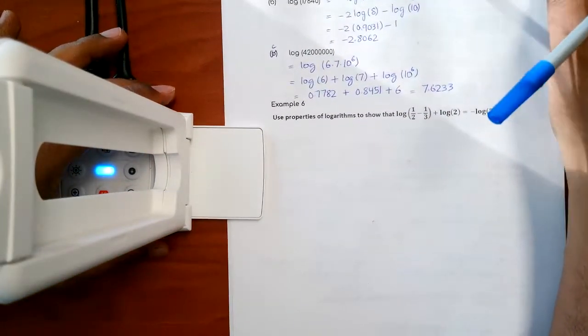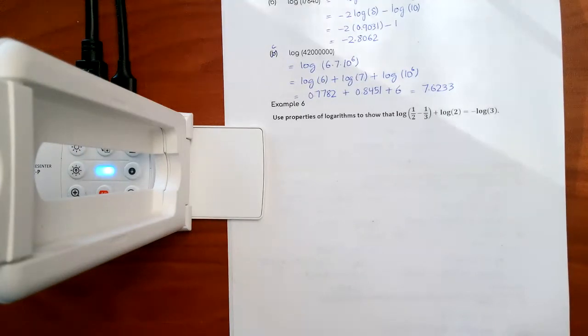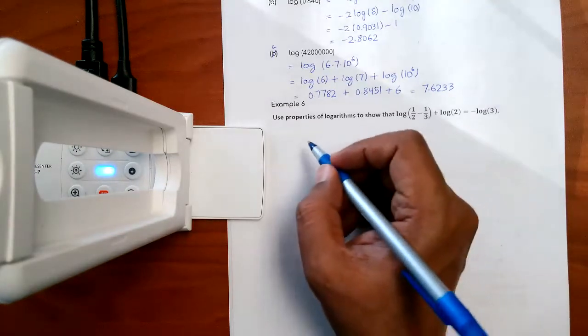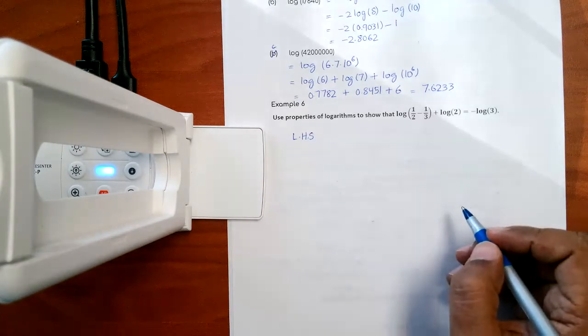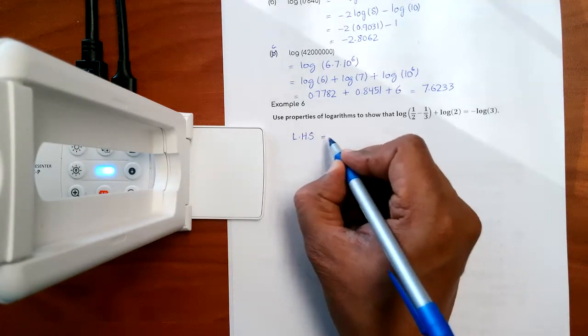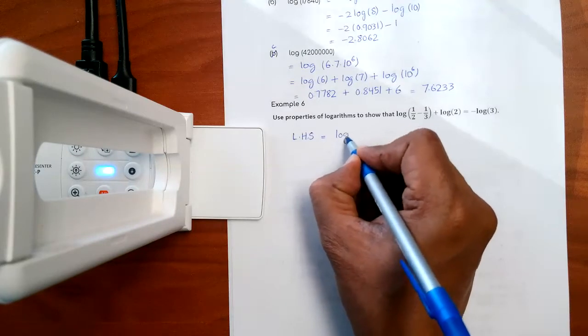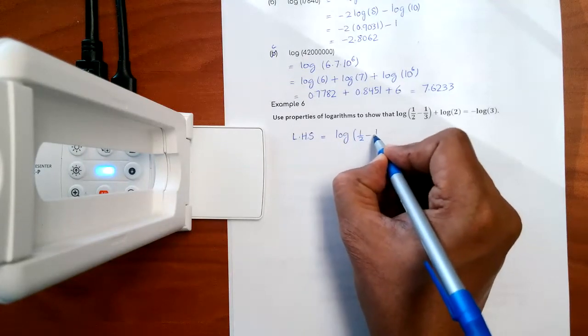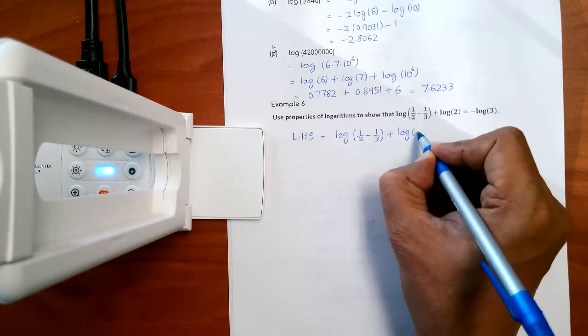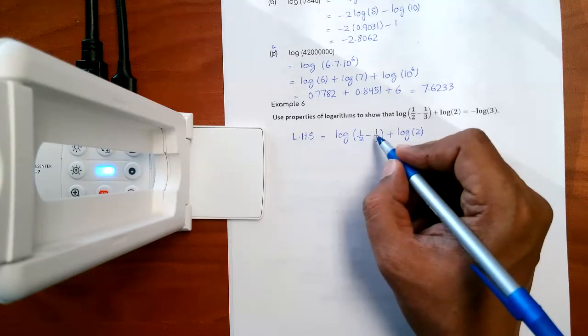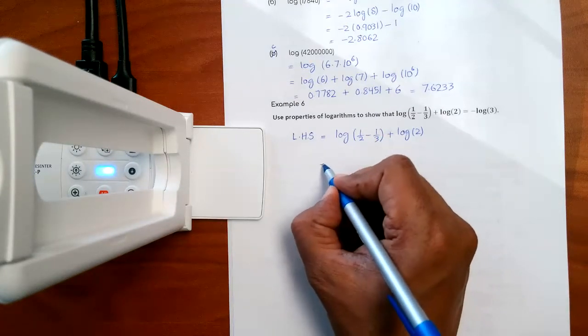So of the teacher model, it says use properties of logarithms to show that log of 1 upon 2 negative 1 upon 3 plus log of 2 is equal to negative log of 3. So let's go with the left hand side. So we'll see if that is equal to the right hand side or not. So our left hand side is log of 1 upon 2 negative 1 upon 3 plus log of 2. So first of all, let's take care of this arithmetic.